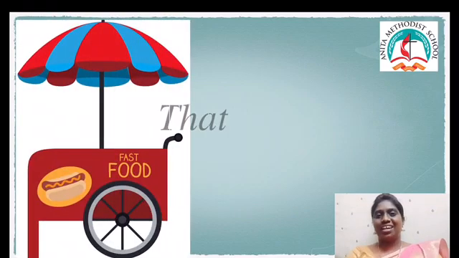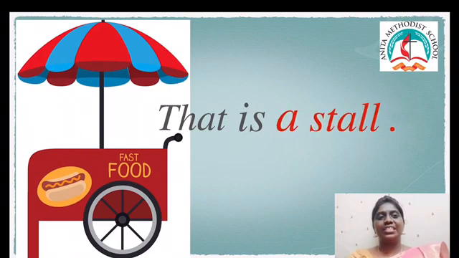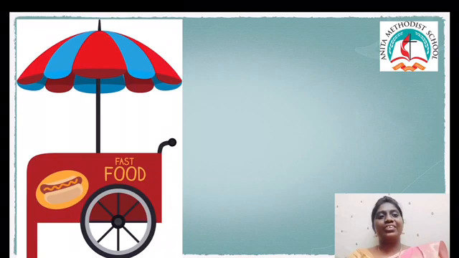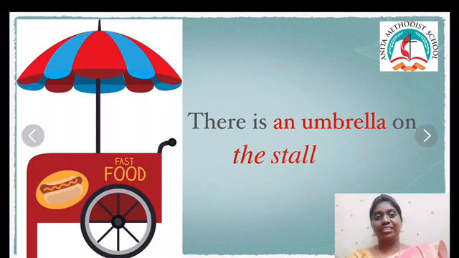Next, now look at this example. What is this? Yeah, you can see a food stall, right? So that is a stall. So we used a as an article for stall, right? So that is a stall. Now look at this example. There is an umbrella on the stall. So in front of umbrella we used an as an article.